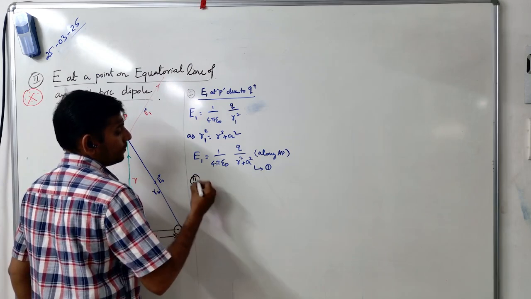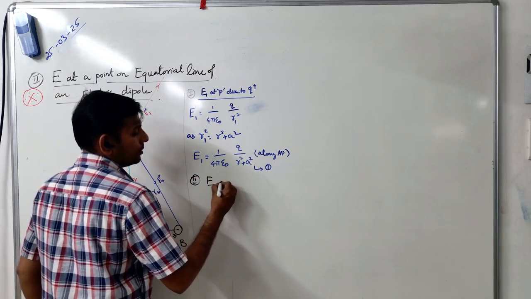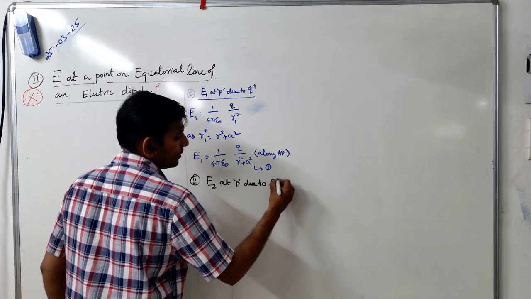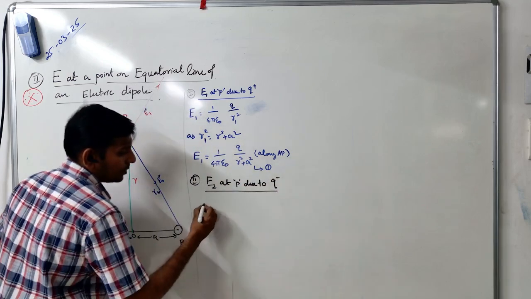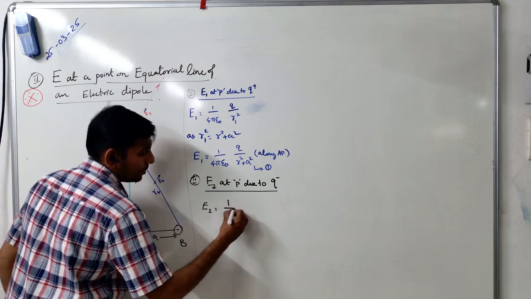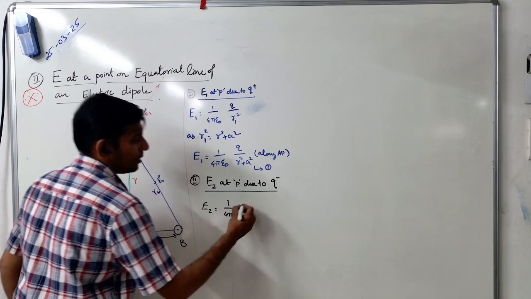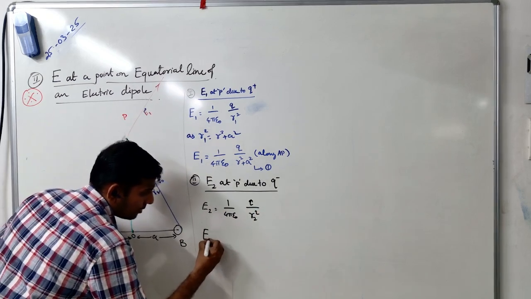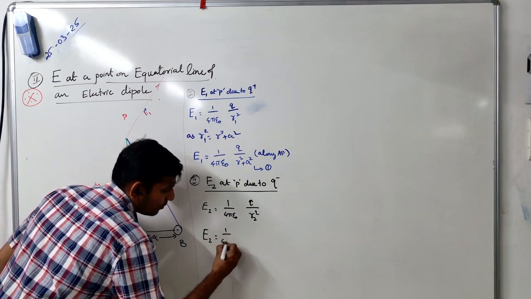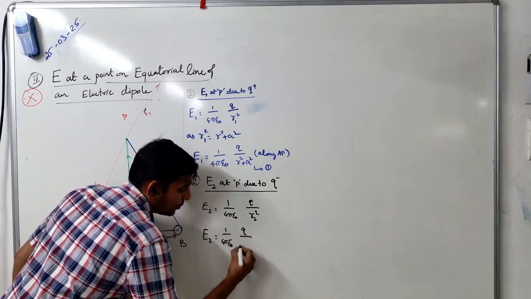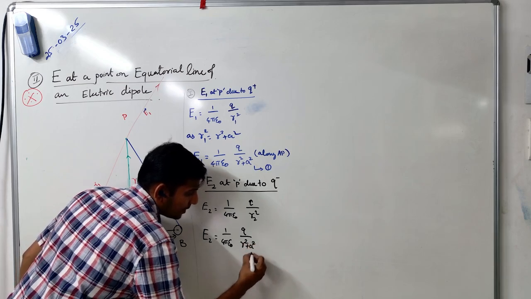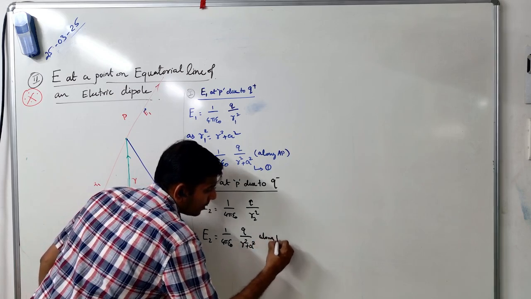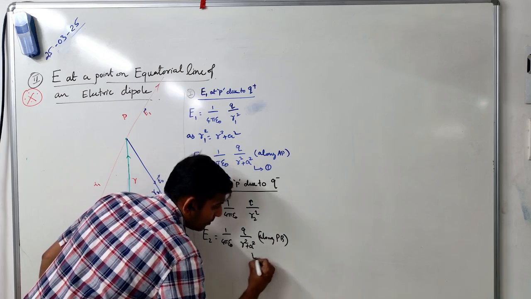So the second one would be electric field 2 at point P due to Q negative. So electric field 2 is going to be 1 by 4 pi epsilon naught Q divided by R2 squared. So electric field 2 is equal to 1 by 4 pi epsilon naught Q divided by R squared plus A squared again. This time along PB, equation number 2.